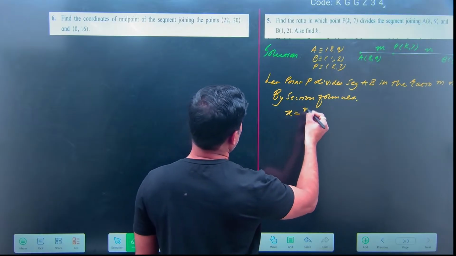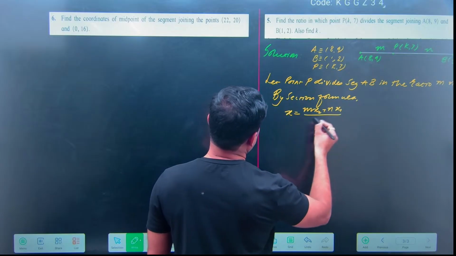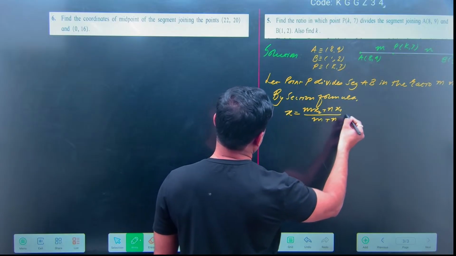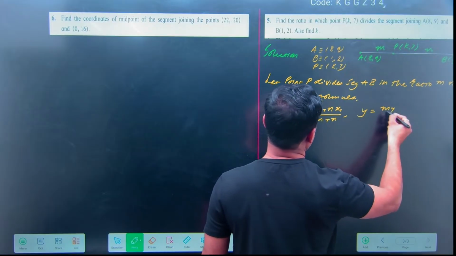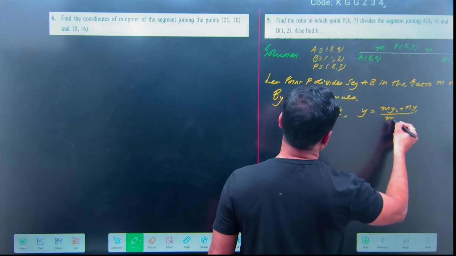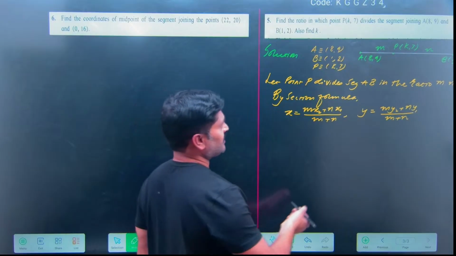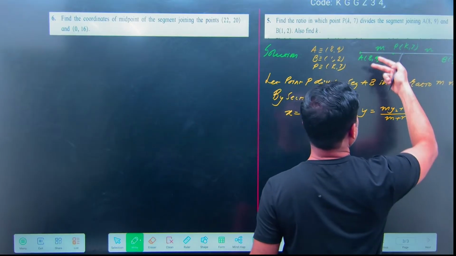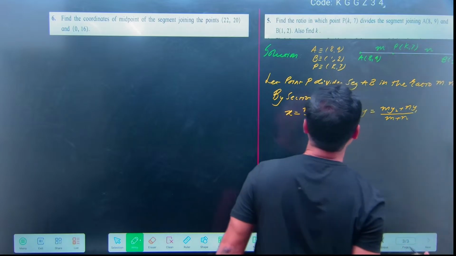The formula as usual: (mx2 + nx1) upon (m + n), and for the y coordinate the formula is (my2 + ny1) upon (m + n). So again, values need to be put. This is x1 y1 always, this is x and y, this is x1 y1, this is x2 y2.